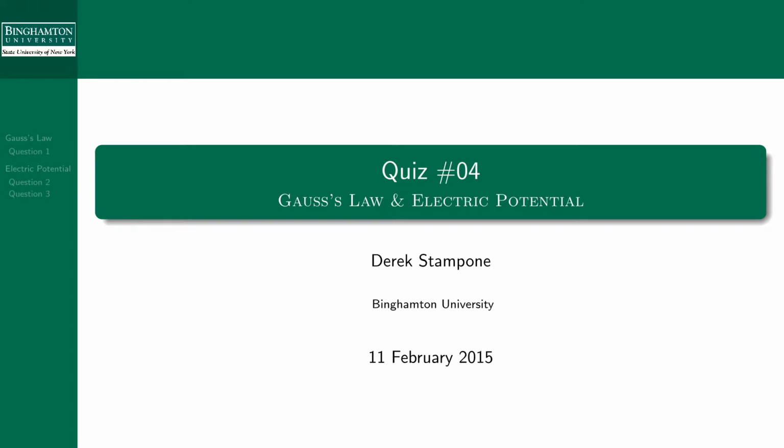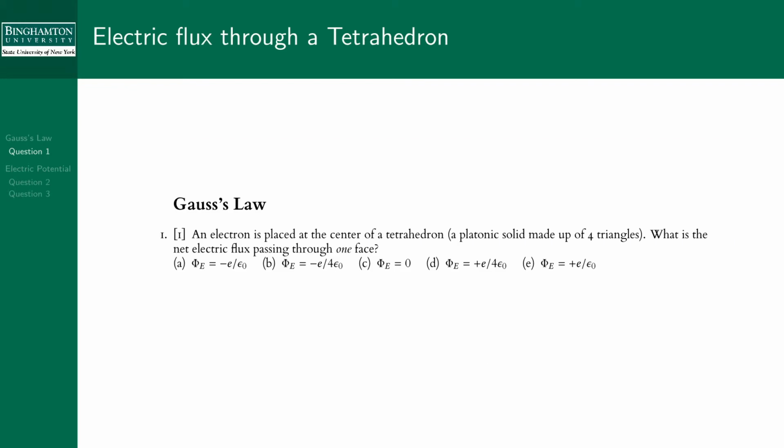In this video, I will go over discussion quiz number 4. Our first question here is a Gauss's law question. An electron is placed at the center of a tetrahedron, a platonic solid made up of 4 triangles. What is the net electric flux passing through one face?